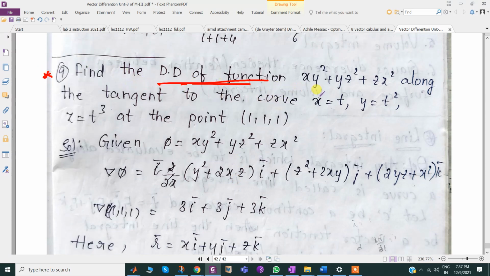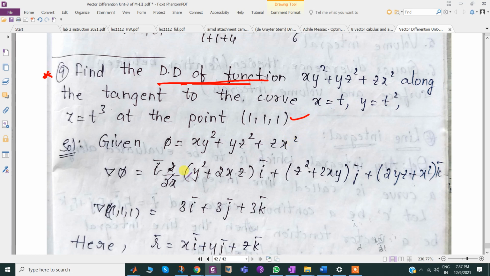Find the direction derivative of the function x y square plus y z square plus z x square along the tangent to the curve x equal to t, y equal to t square, z equal to t cube, at the point 1, 1, 1, in the direction of another point, so I joined P and Q. Here it was given along the tangent of the curve. Tangent means differentiation, first derivative.